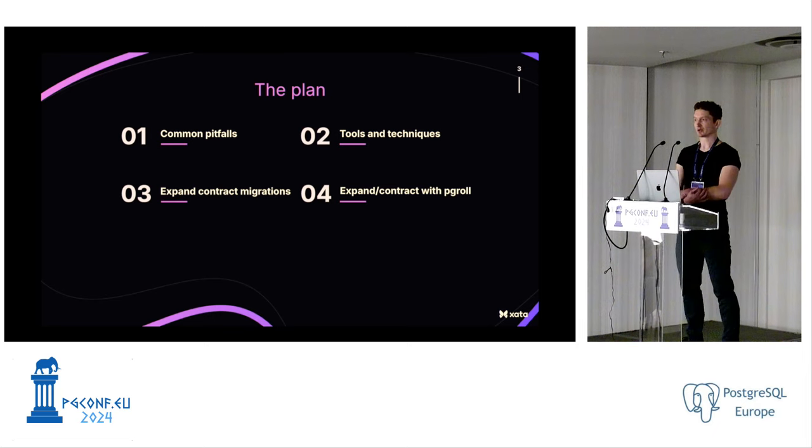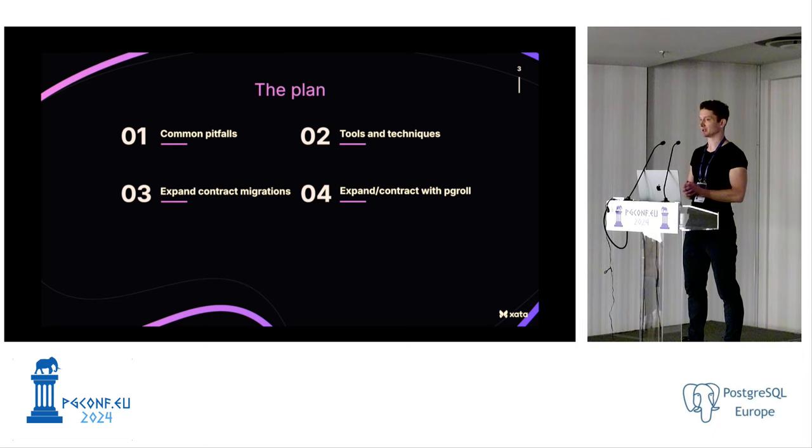So the outline for the talk then is to first cover some of the common pitfalls that application development teams fall into when they're applying schema changes to production systems. Then have a look at some of the tools and techniques that people use to do this today. And then in the second half of the talk, we'll look in more detail at a particular pattern called the expand-contract pattern that teams use to do schema migrations. And then finally, we'll look at a new open source tool that we built at Zeta called pgroll that aims to simplify the expand-contract pattern for schema migrations.